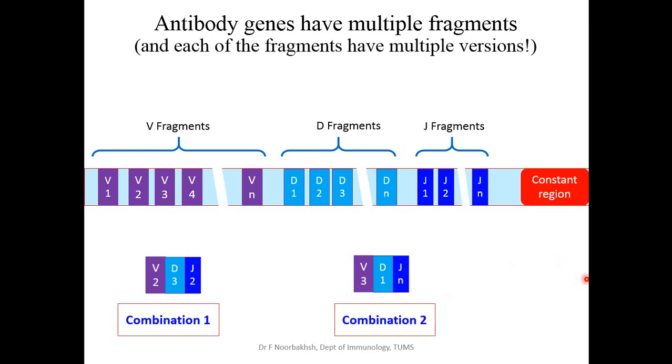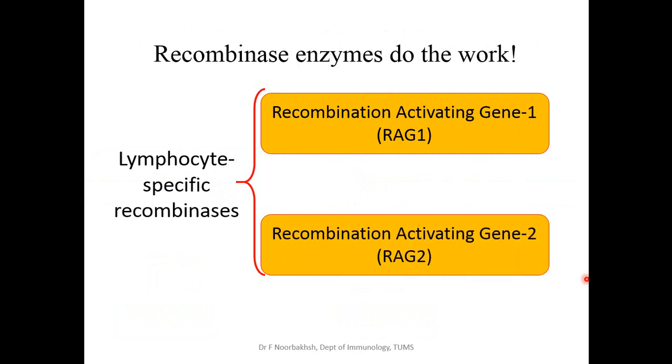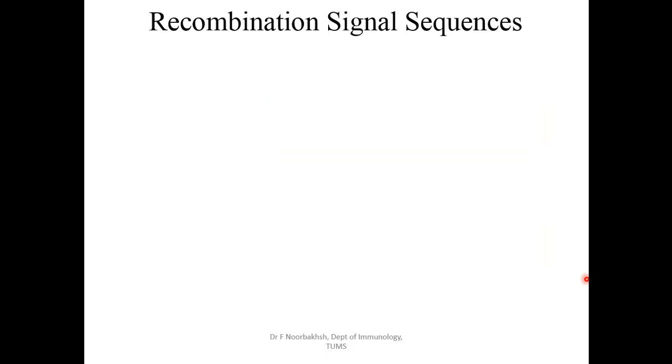So this is one combination, another combination, and we can have like 10,000 different combinations. I'll tell you about the exact figures for the number of these fragments, but roughly, imagine that 100 times 10 times 10 can give us 10,000 different combinations. The enzymes that do this work are called recombinases. We have two major recombinases in lymphocytes. One of them is called recombination activating gene 1, or RAG1. The other one is called recombination activating gene 2, or RAG2. These are the enzymes which are responsible for recombination.